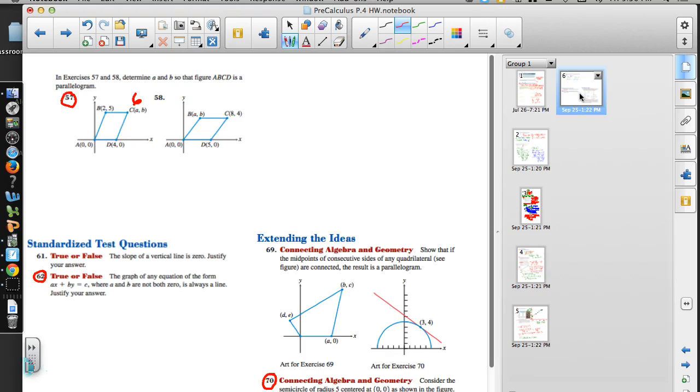And that's because these two are sitting on the same horizontal line. That has to be a 5. So for 57, in order for that to work out, A will have to be 6 and B will have to be 5. That is how it has to work.